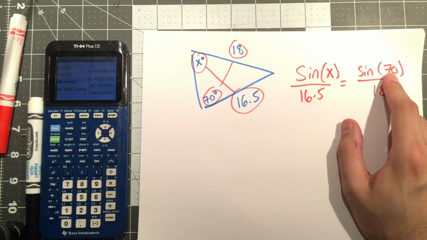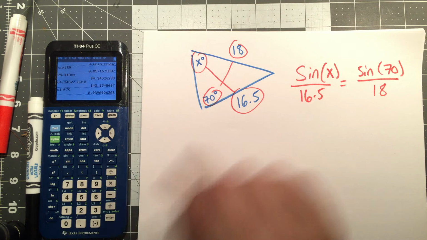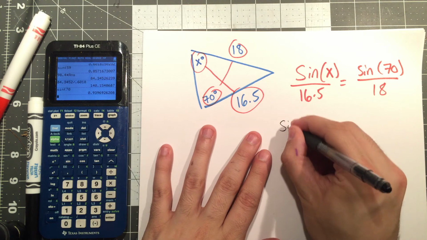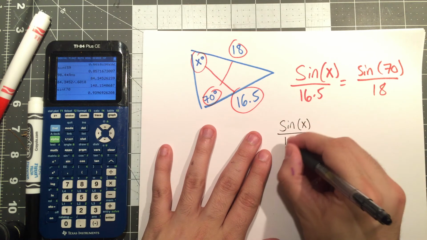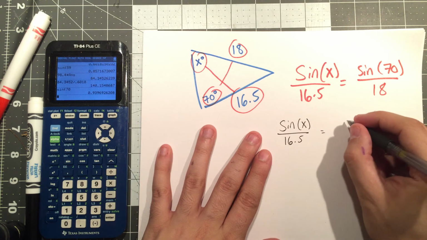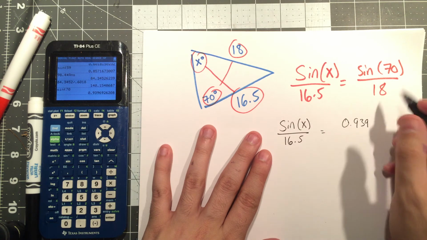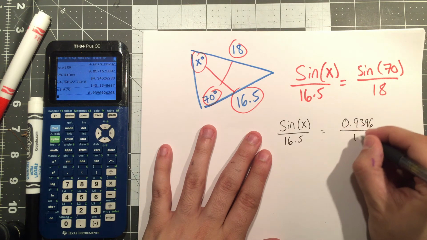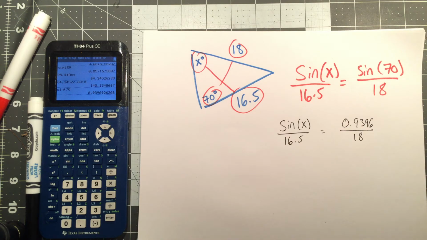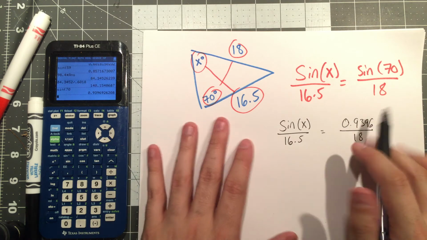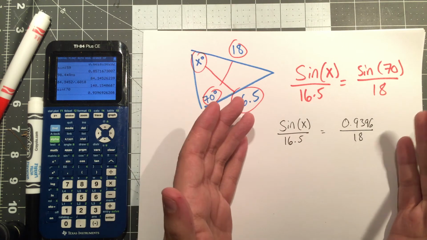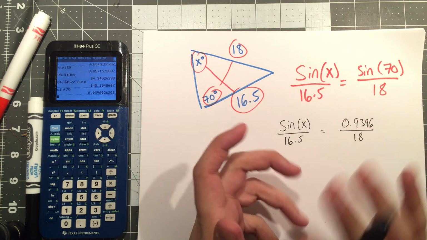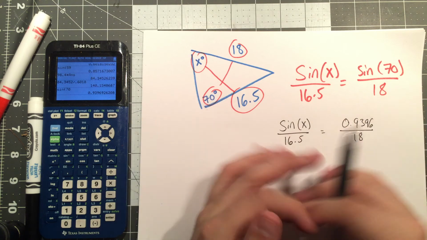Now, I can turn this into a decimal, like we did before. I cannot turn the sine of x into one. That one's just kind of stuck, unfortunately. This becomes 0.9396 over 18. Okay. Now, with this kind of problem, I sort of reached an impasse. I can cross multiply, but because this is still here, it's just kind of going to make cross multiplying not as useful. It's not going to clear everything up.